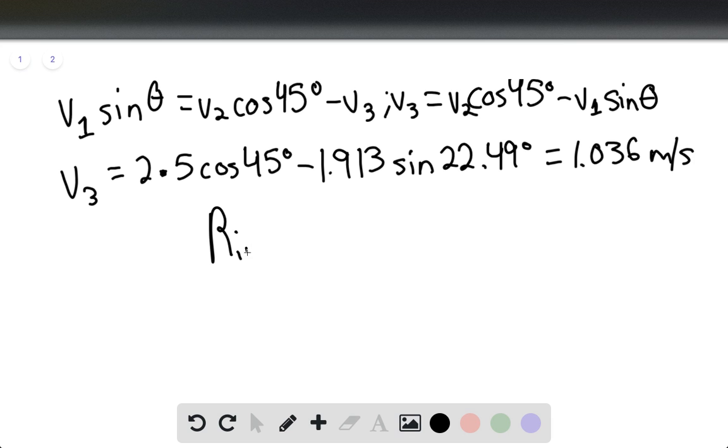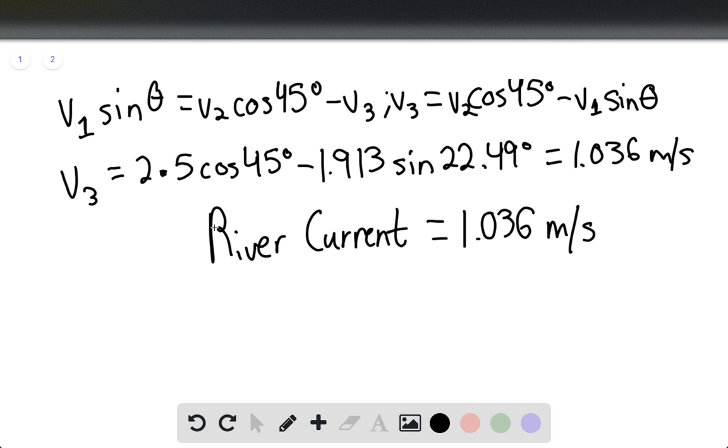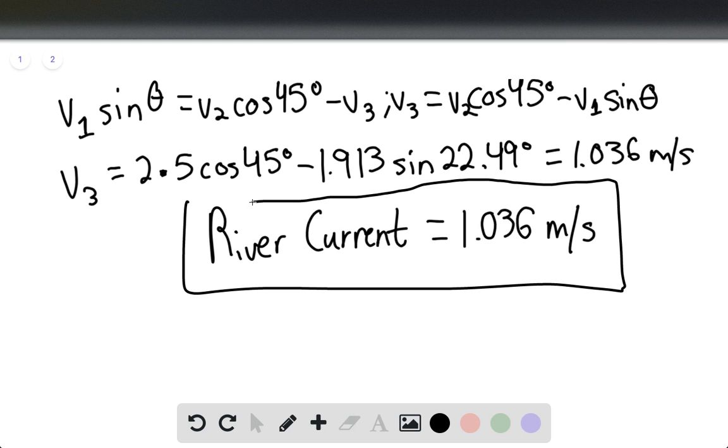So river current equals 1.036 meters per second. This is the final answer. That's the end of the solution.